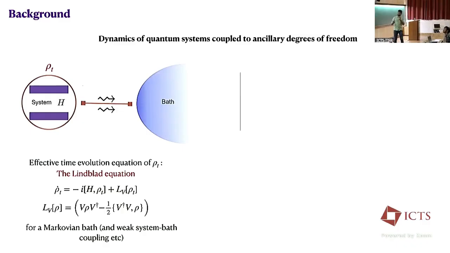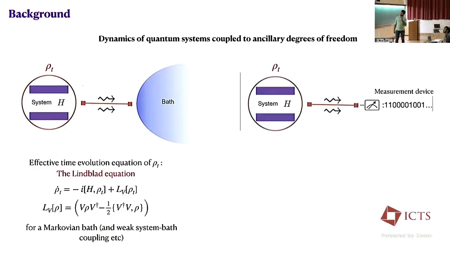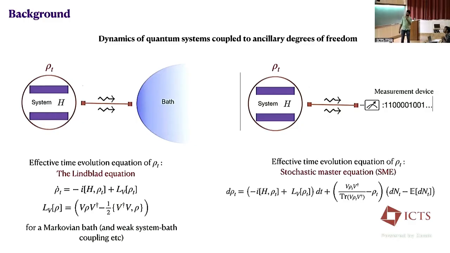So along similar lines, you can ask a question of what if you have a system that's coupled to a measurement device, which spits out an output at any given time. For the sake of simplicity, you can consider a system that's coupled to a single photon detector, which spits out an output of 0 or 1 at any given time. And in this case, the effective time evolution equation of the system state rho t is given by a stochastic master equation. And you have this slightly complicated looking expression.